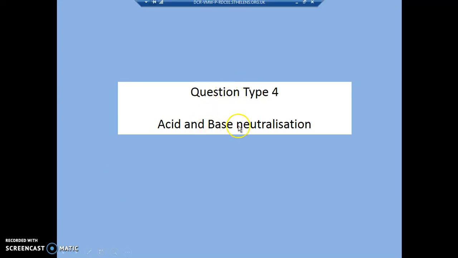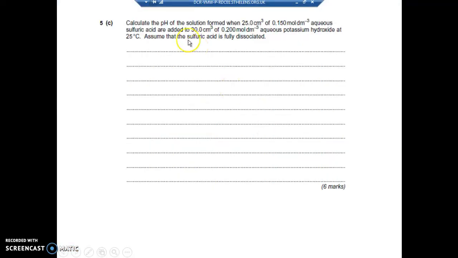Question type 4, acid-base neutralization. So let's have a look at this one. We've got some aqueous sulfuric acid, 25 centimeters cubed of 0.150 concentration. So clearly, if I've been given volume and concentration, it wants me to work out the number of moles of sulfuric acid.